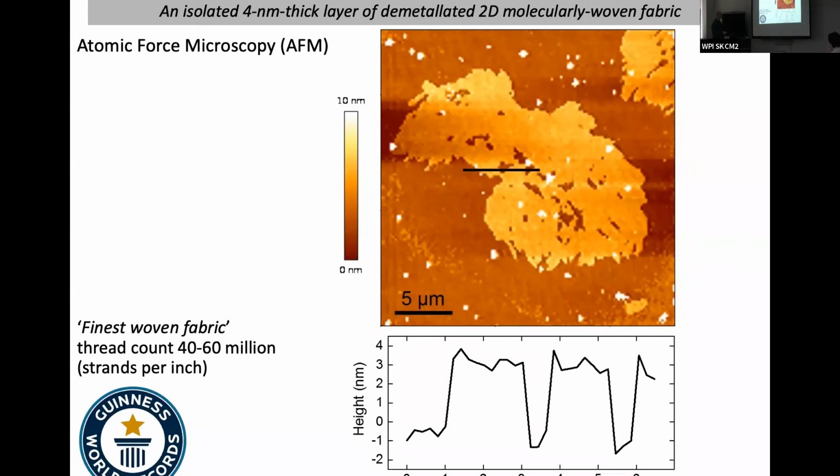And this also appears in the Guinness Book of Records as the finest woven fabric that's known. So the silk sheets that Ivan sleeps on have a thread count of about 100, whereas this has a thread count of about 40-60 million strands per inch.